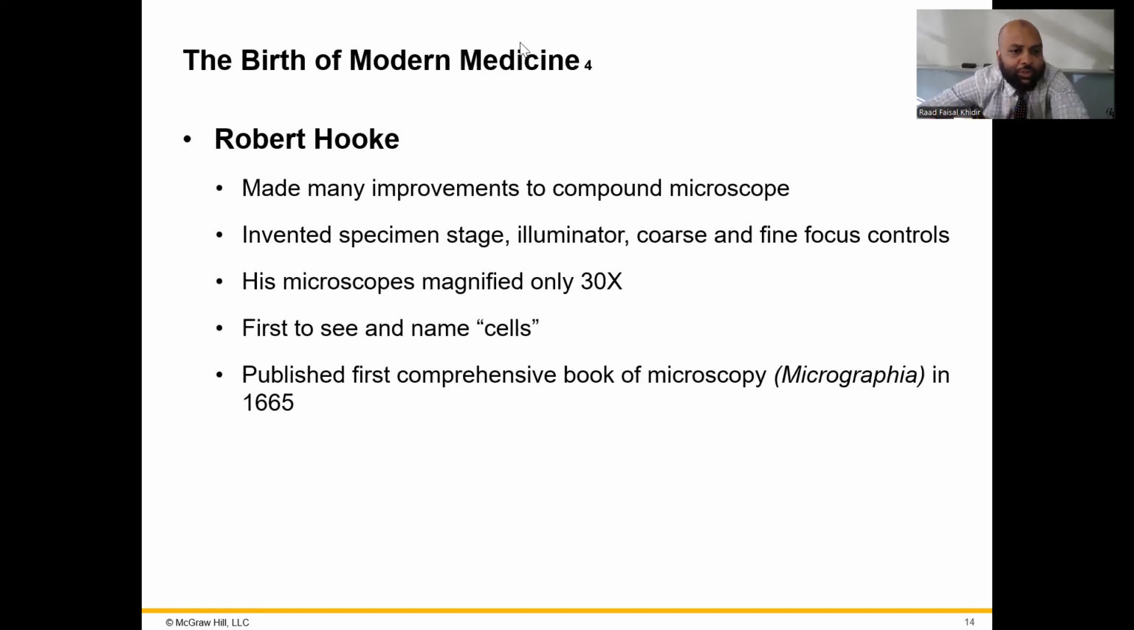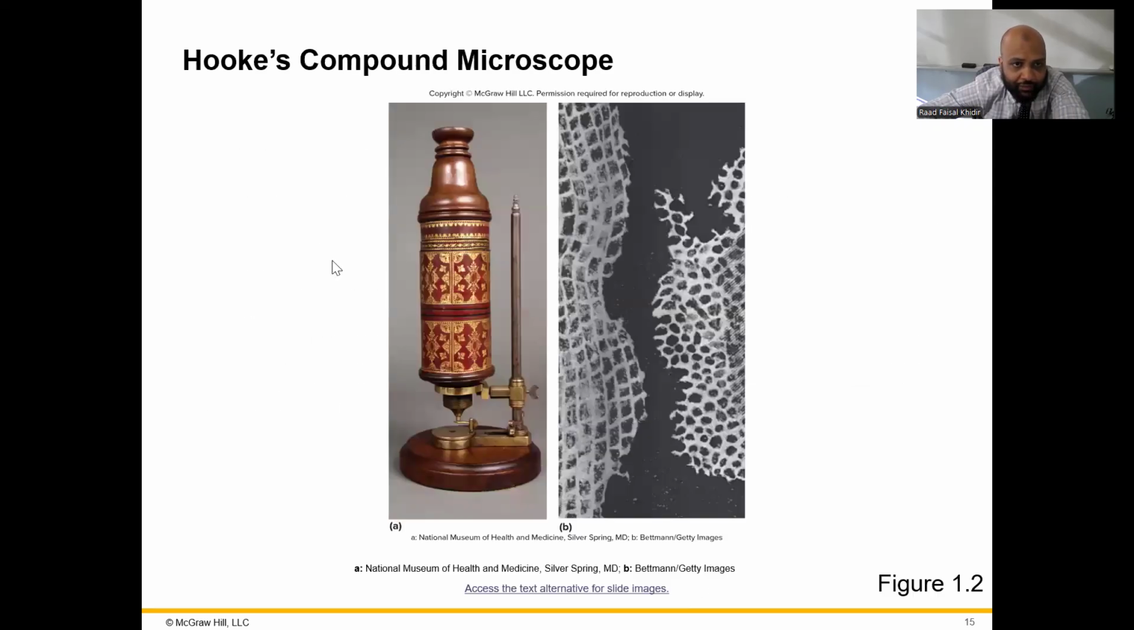Robert Hooke was the first to see and name the cells. He published the first comprehensive book of microscopy, known as Micrographia, in 1665. So this is Hooke's microscope. Oh, very interesting.